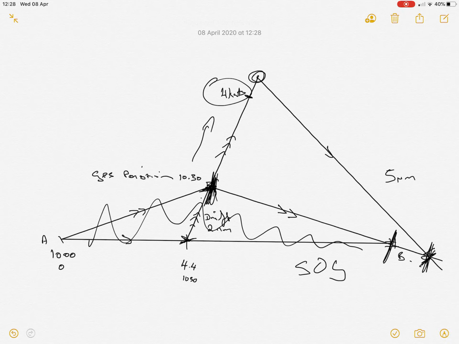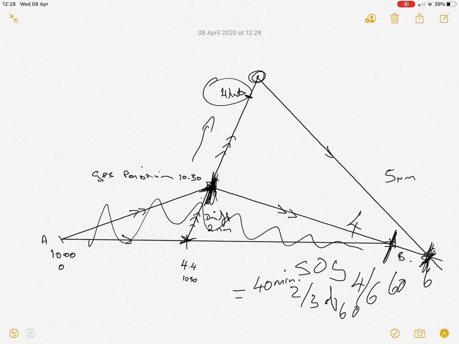But again, if that is, say, 4, and my new speed over ground is 6, then it's going to take me 4/6 of 60 minutes, or 2/3 of 60 minutes, which is going to equal 40 minutes. Okay, it's not overly complicated.